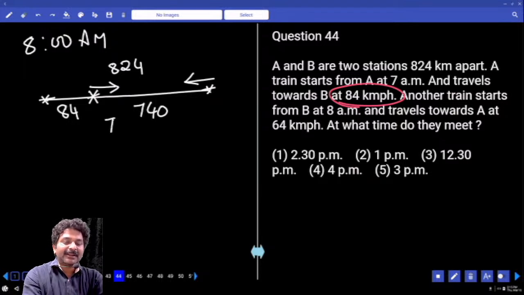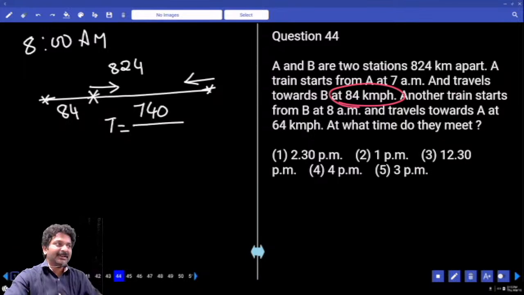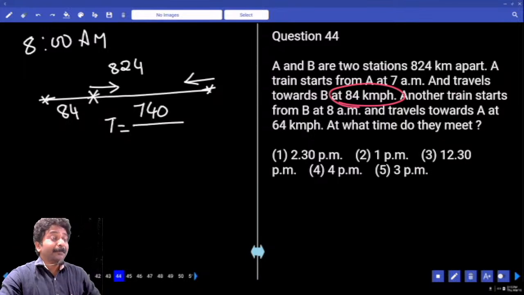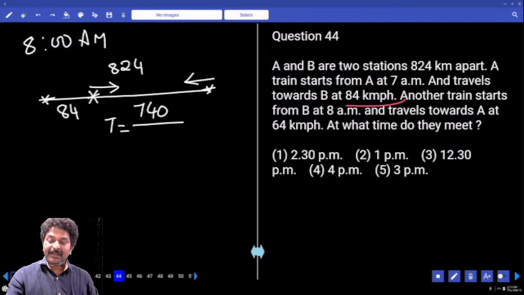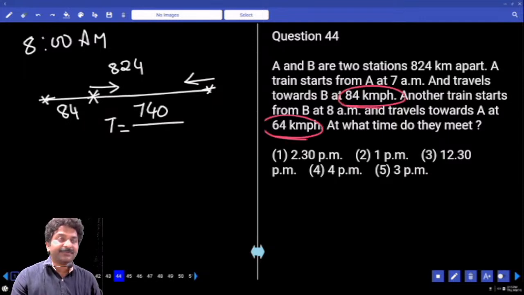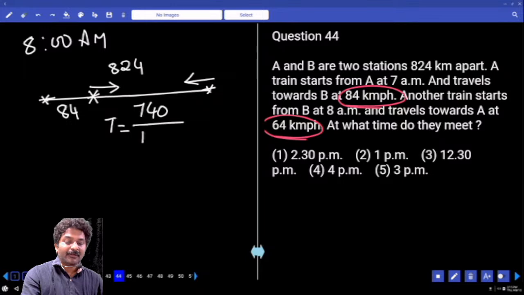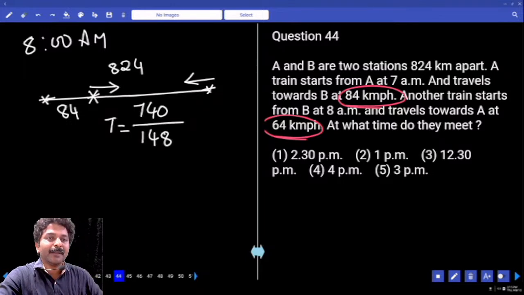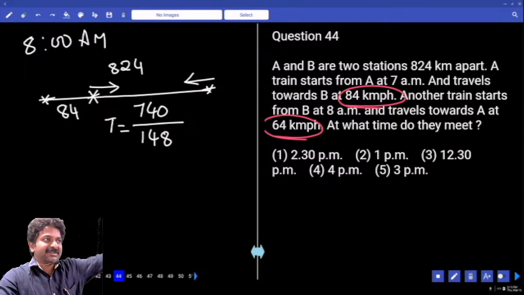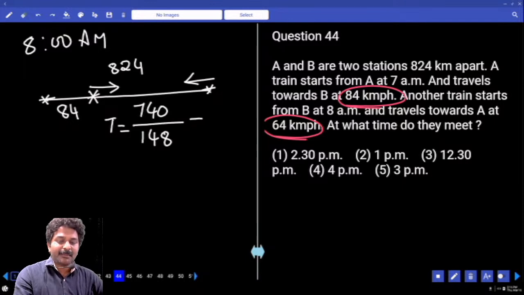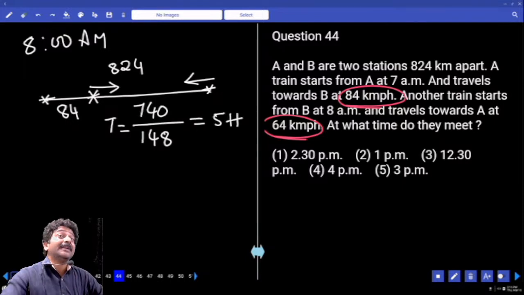So to calculate time, which is distance by speed, if they are moving in opposite directions, relative speed is S1 plus S2. What is S1? 84. S2? 64. S1 plus S2? 148. What is 10 times of the denominator? 1480. Exactly half? 740, which is our numerator only. So how many hours is it taking now? It is taking 5 hours.